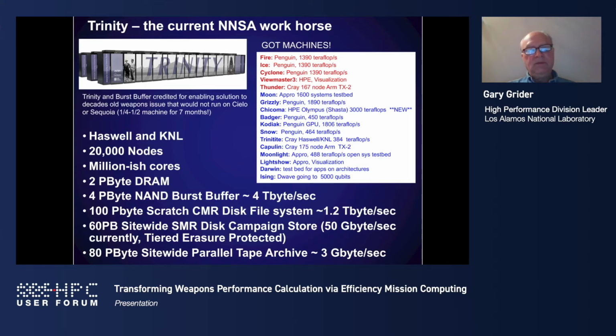But that's not the only machine we have in the fleet at Los Alamos. We've got lots of machines there in the upper right corner. You can see the ones that are secure and the ones that are open, and I'll bring your attention to Chicoma there in the middle. It's an HPE Olympus Shasta system, about 3,000 teraflops so far. It's about to add a bunch more nodes that are going to be A100 NVIDIA nodes, and that's a new machine, and it actually is running in nearly production mode using the Shasta software stack and Olympus hardware.